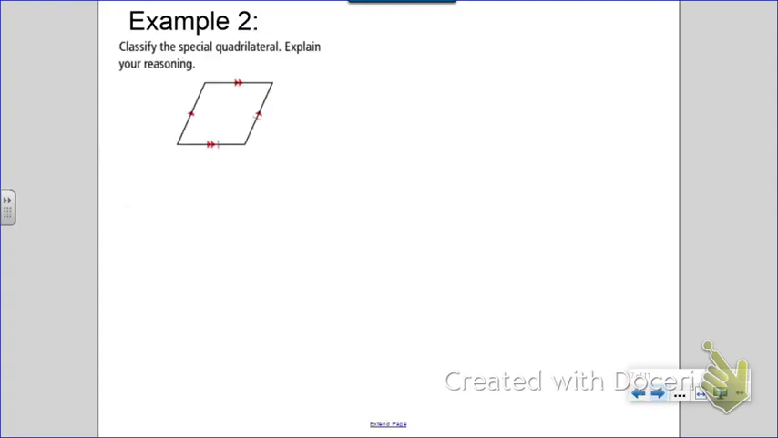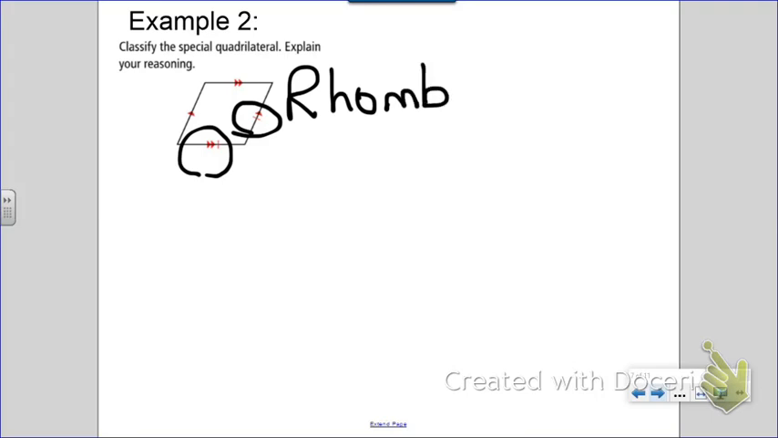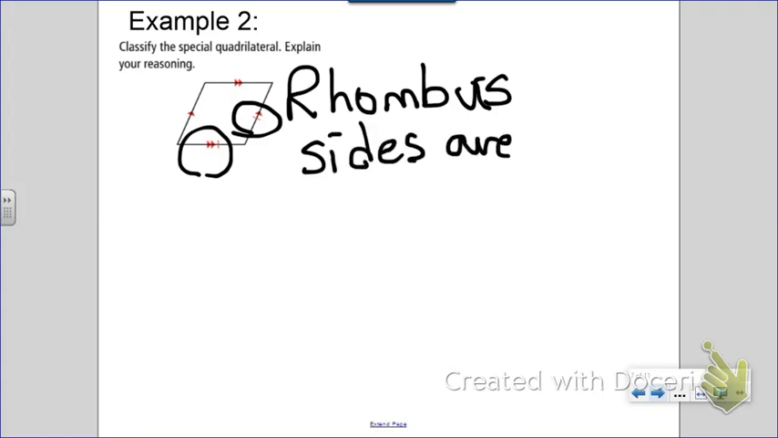Our next example is classify the special quadrilateral. Explain your reasoning. So we're showing that the opposite sides are parallel. Also, we're showing that we have congruent sides and that the two sides are the same. So this would have to be a rhombus. So we have the sides are congruent and parallel.